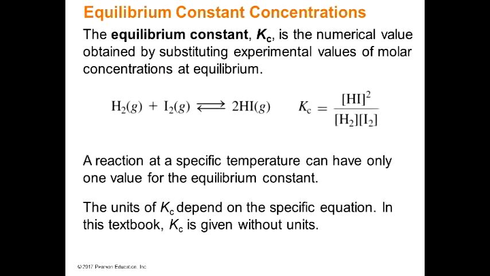A reaction at a specific temperature can only have one value of an equilibrium constant. It's at that temperature, the Kc or Keq at that temperature. The units for Kc depend on a specific equation. In this textbook, Kc is given without units. Keep that in mind. In this textbook, it's given without units, which means when you calculate it, you don't have units at the end. Okay? Be aware of that.